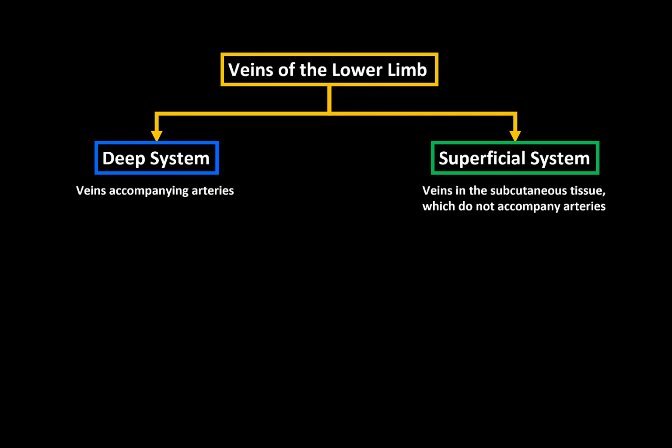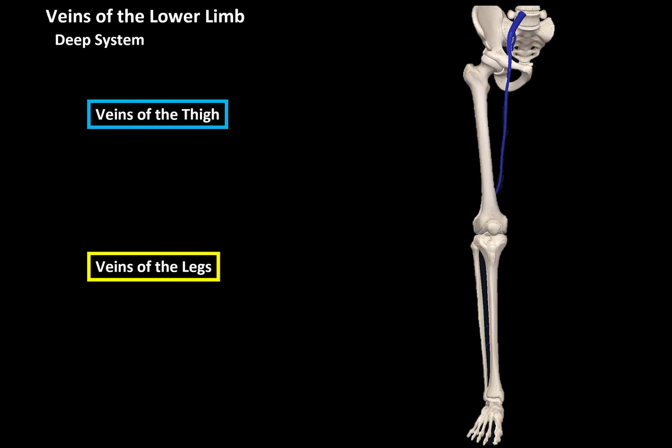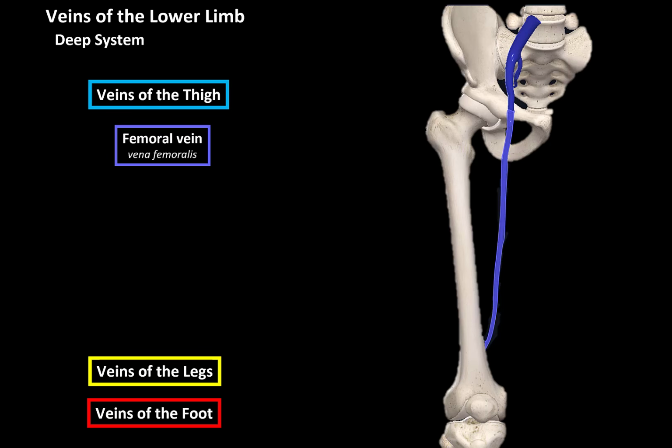Now let's expand on this and start with the deep system of veins first. To make this easier, I'll go ahead and divide the veins again into the veins of the thigh, the veins of the leg, and the veins of the foot. The first vein we're going to see in the thigh region is the femoral vein. The femoral vein comes from the external iliac vein at the region of the inguinal ligament, just as it passes the vascular space. Then it descends medially to the femoral artery.